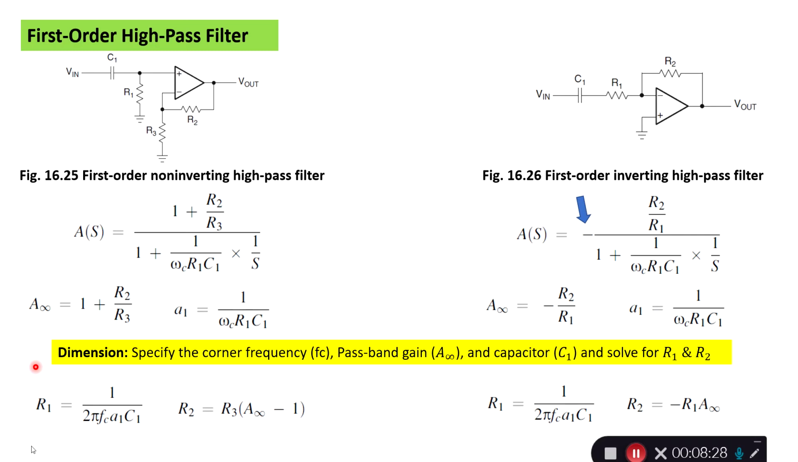Oh yeah, before I continue, in order to define a first order high pass filter, we have to specify some design parameters that the filter needs to fulfill when we finish the design. And that's of course for every filter, the corner frequency, what the pass band gain should be, and the capacitor C1. And then we simply solve for R1 and R2.